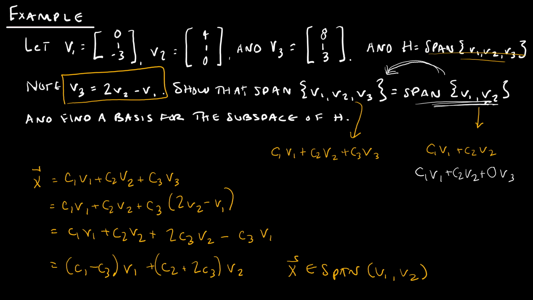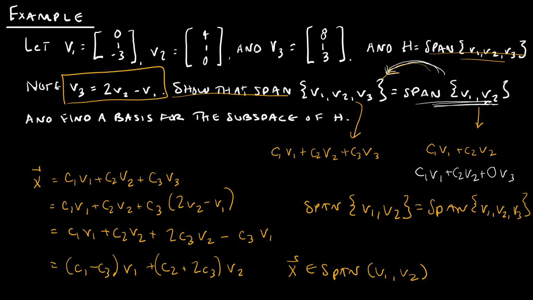And we already knew that every vector in span v1, v2 belonged to span v1, v2, v3. Therefore, because I've sort of proven it in both directions, that H, or span, I'm not even going to use H, I'm going to use span v1, v2 is the same as span v1, v2, v3. So check, check. Show that the spans are equal.